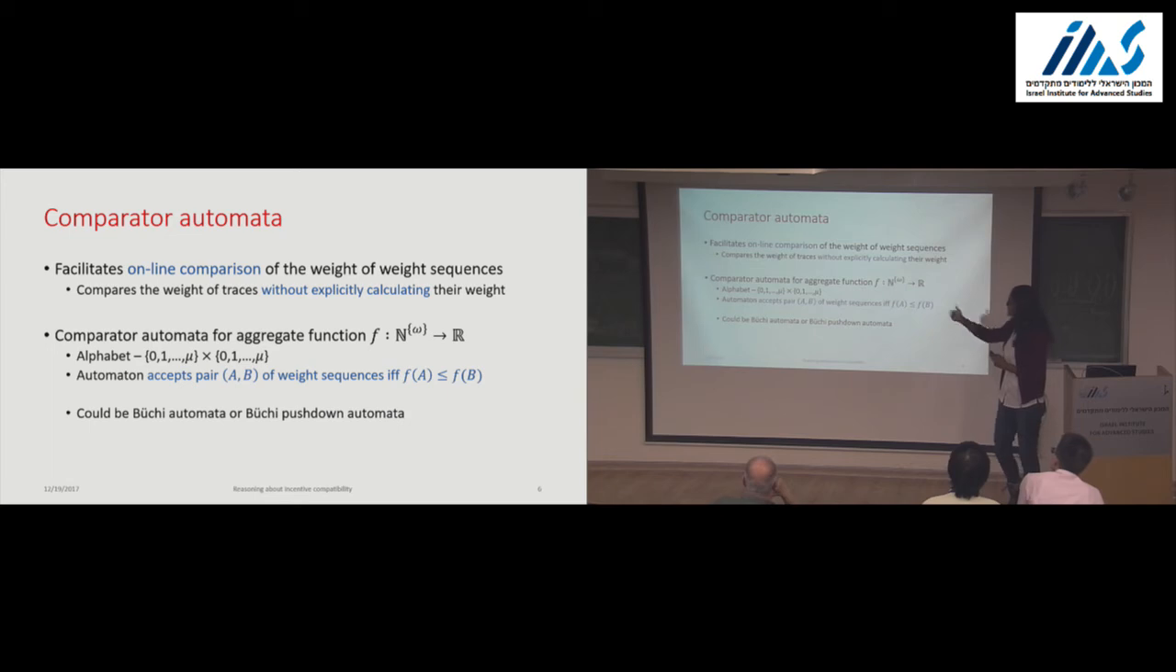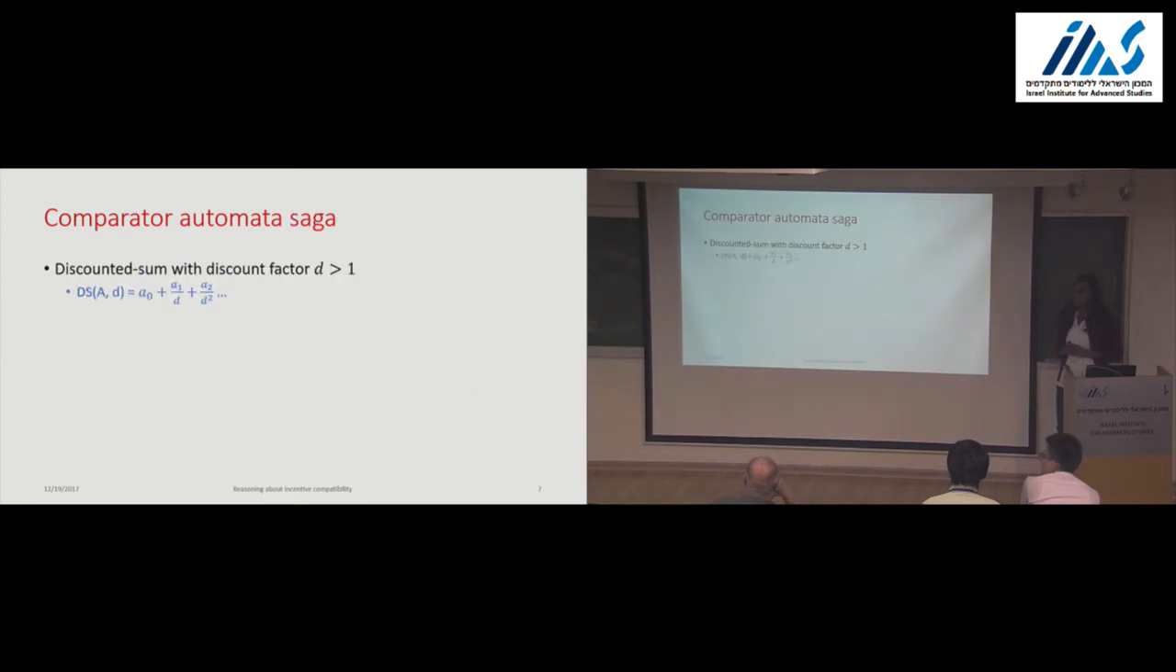So formally, a comparator automaton is defined for an aggregate function f. Its alphabet is over natural numbers, over a pair of them, and it accepts the pair of weight sequences a, b if and only if f of a is less than or equal to f of b. So if a pair of sequences is accepted by this automaton, we know that the weight of a is less than that of b. And this automaton could be a Büchi automaton, it could be a Büchi pushdown automaton, depending on what the aggregate function is. I'll quickly go over some interesting aggregate functions.